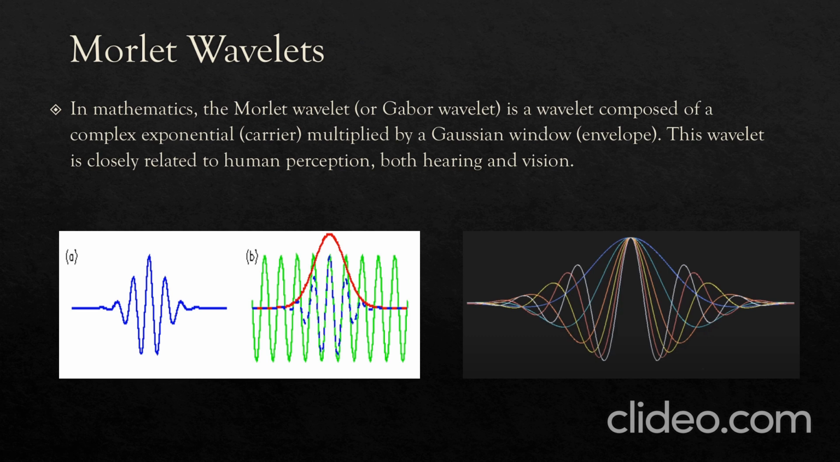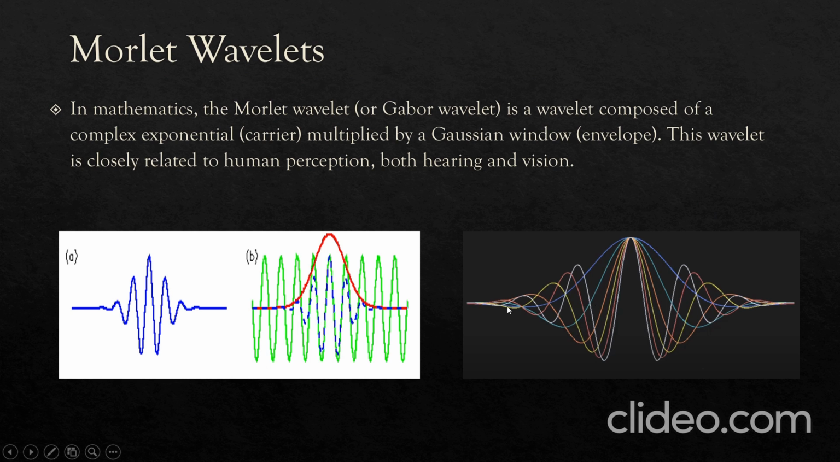Now coming to Morlet wavelets. This wavelet is composed of a complex exponential, which is basically a sine function, multiplied by a Gaussian window. This wavelet is closely related to human perception, both hearing and vision. Generally, these types of wavelet functions are designed for time frequency analysis. Essentially, they are sinusoids but are modulated by a Gaussian envelope by which they are tapered at both ends. This bell-shaped curve ensures that the wavelet is localized in time, meaning it only captures signal information within a certain time window. By adjusting the width of the Gaussian envelope, we can fine-tune the wavelet's resolution.